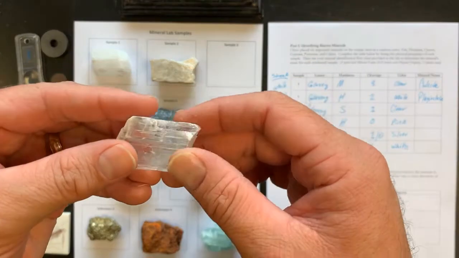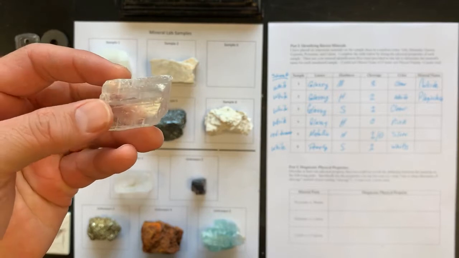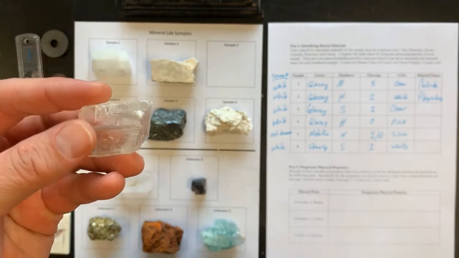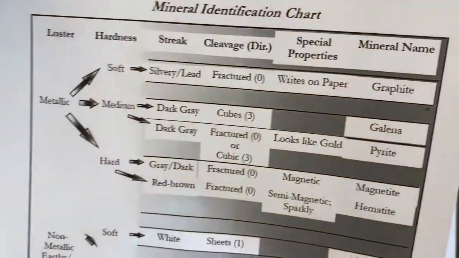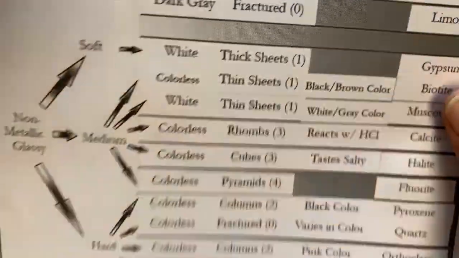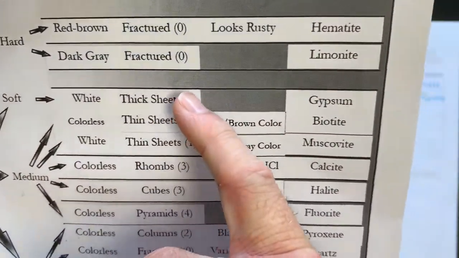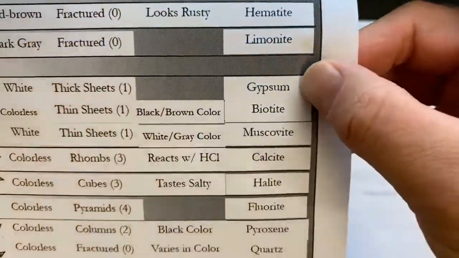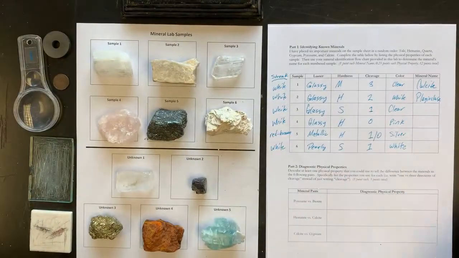Okay, next mineral here. This one we said was glassy. It's soft, one direction, and has kind of a clear, translucent color. Come to our handy-dandy chart here. The luster, again, is non-metallic, glassy. The soft mineral, you come over here, thick sheets. There's only one that's soft with thick sheets on our chart, and that is gypsum. And that is indeed gypsum.